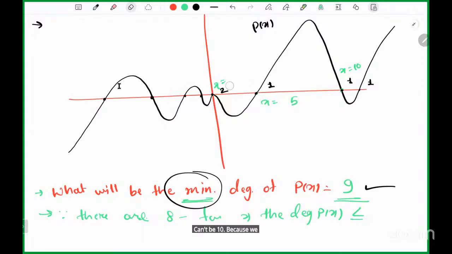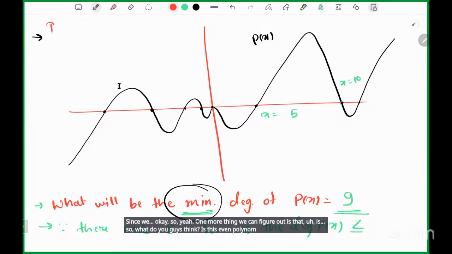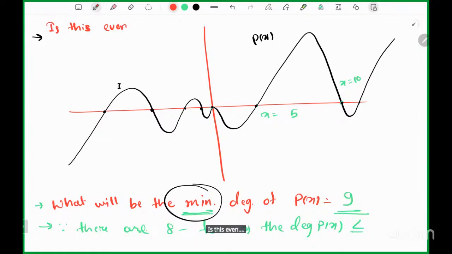Because we are taking minimum even and minimum odd number, right? 1 and 2. So these are the questions I can ask. One more thing we can figure out is, what do you guys think, is this an even polynomial or odd polynomial? Is this even or odd? It's odd.